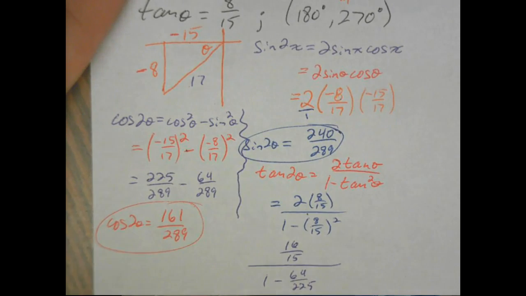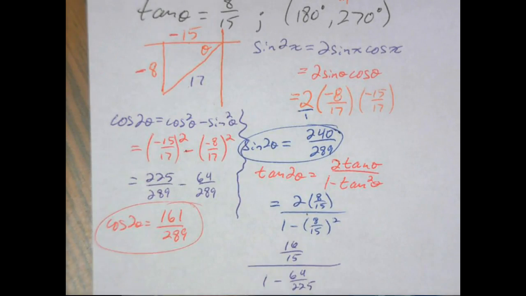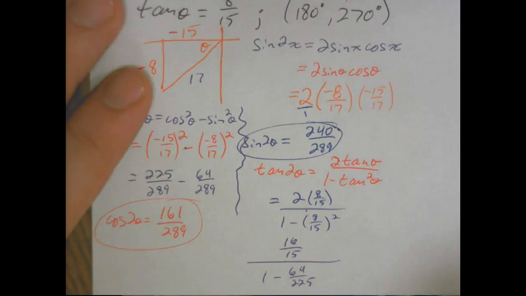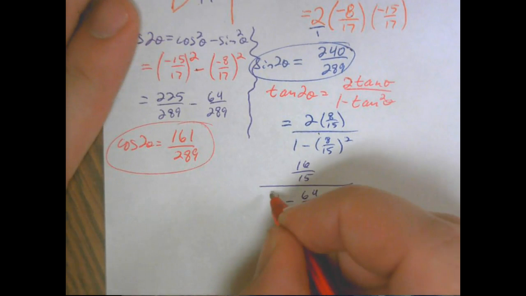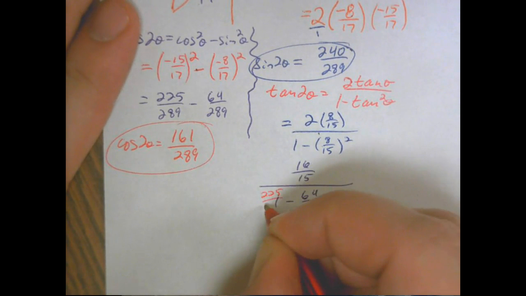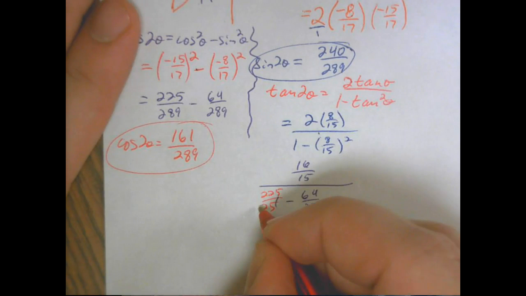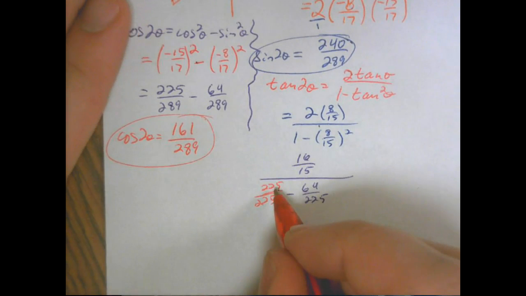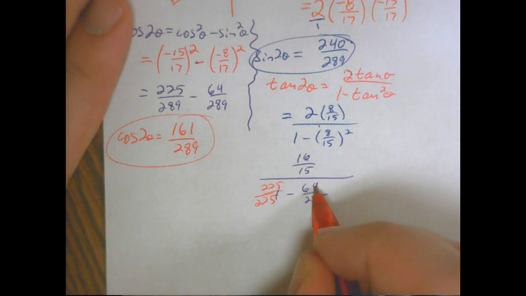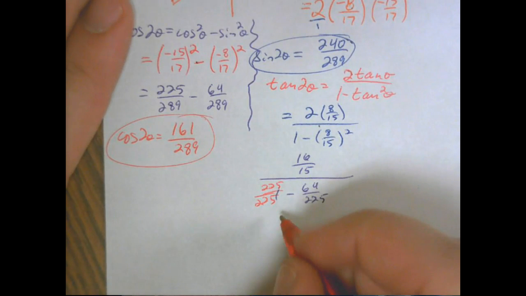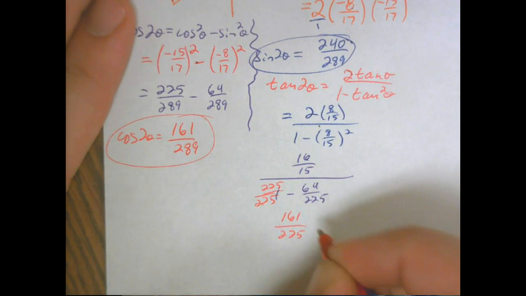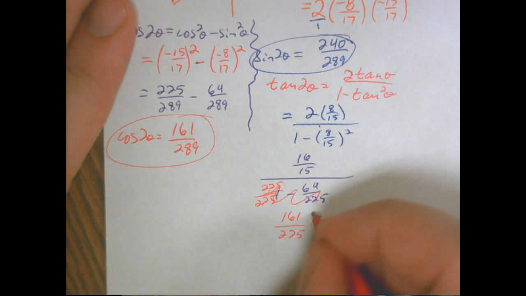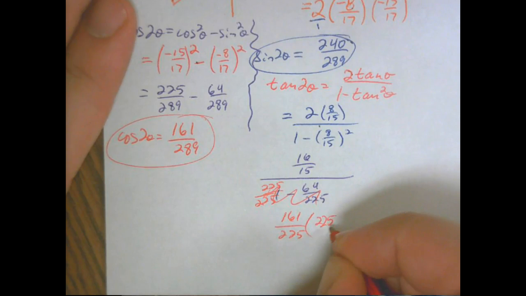If you leave it for me like this in free response, I'll be happy. But if you have multiple choice, it will go further. So you can get common denominators. This can be 225 over 225. Oops. So 225 minus 64 is still 161, I believe. So I have 161 over 225 on the bottom. And I can flip it and multiply.